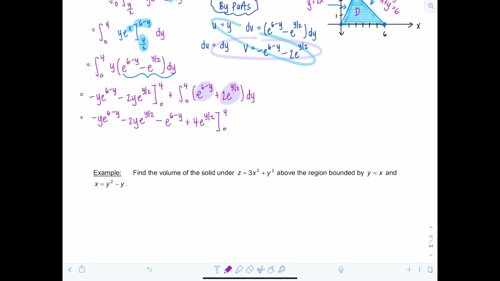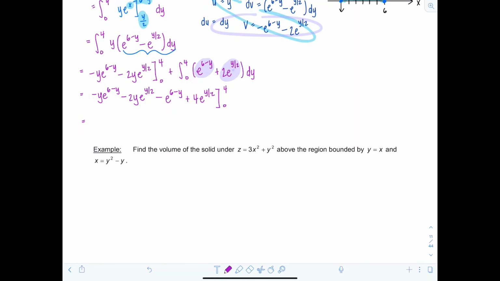Okay, here we go. Let's plug in 4 now for y. Well, that's the only variable we have left anyhow. So we have negative 4e to the 6 minus 4, so that's 2, minus, this is going to be 8e squared, minus e squared, plus 4e squared, so many e squareds, minus lower limit, let's put some parentheses here, lower limit's going to be 0, minus 0, minus, ooh, this is going to be e to the 6th, and then plus a 4.